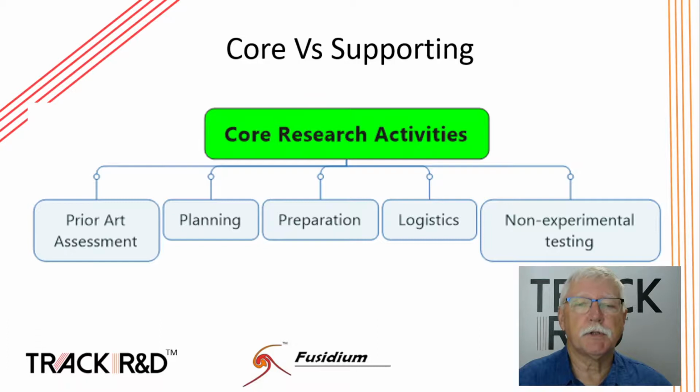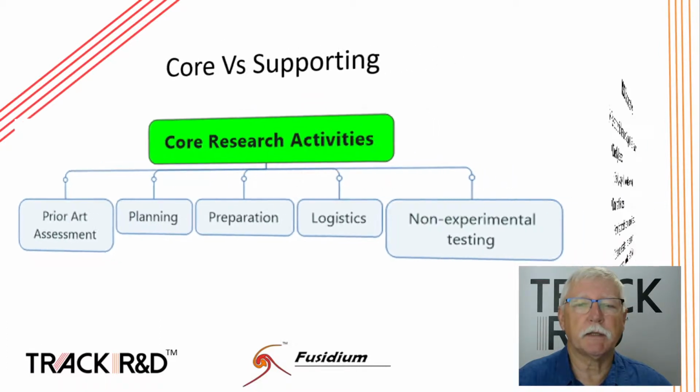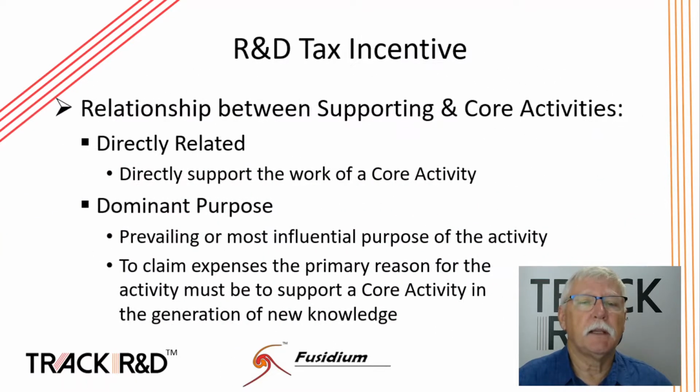Now, I mentioned two terms as we were coming through this explanation of core and supporting activities, these being the relationship between supporting and core activities, either directly related or for the dominant purpose. Directly related is fairly straightforward. This is work that is undertaken to support a core activity, and if that work is not undertaken, the core activity would not proceed. They are directly related.